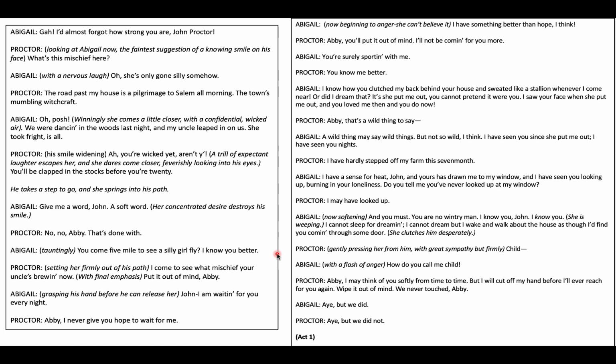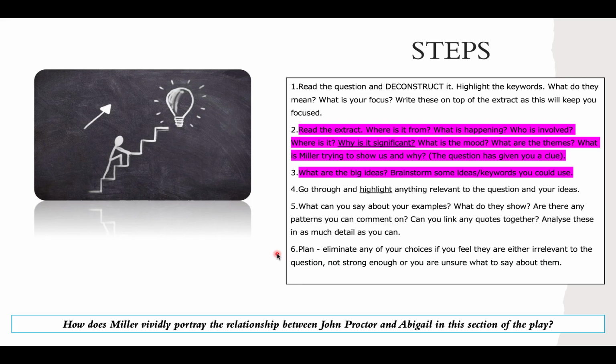So this is the first time we get to see the relationship dynamic between them, and that already should give you an idea of why it's significant. So if you just want to have a read of the extract, you can pause the video here. If you're familiar with it, then perhaps you don't need to. So then let's have a look at the second step.